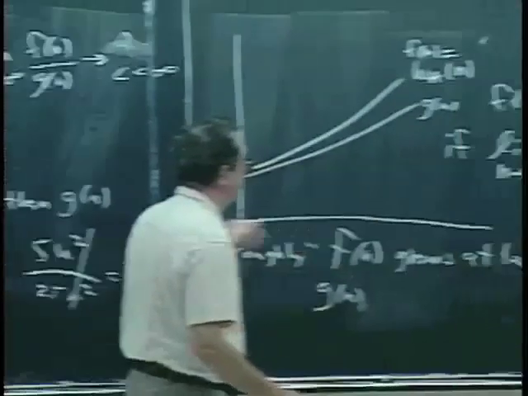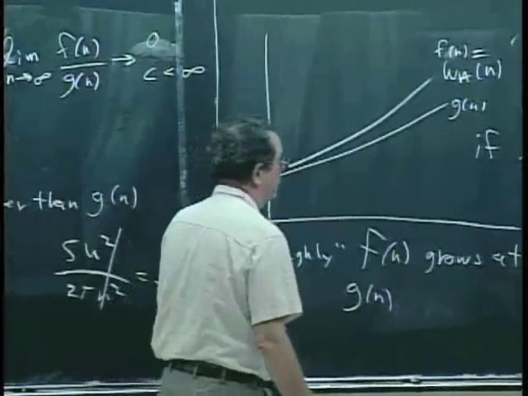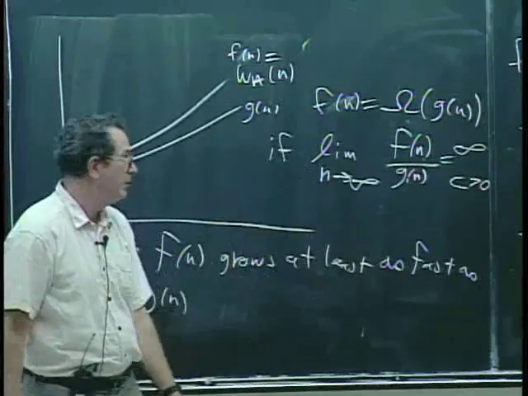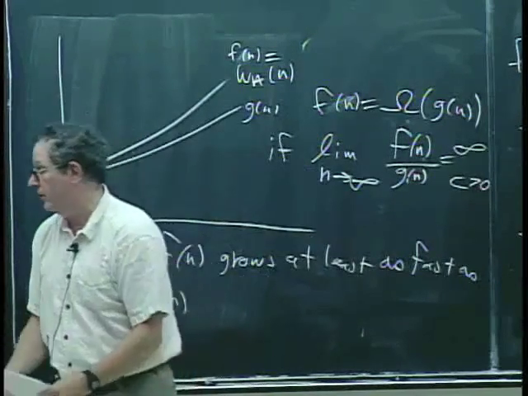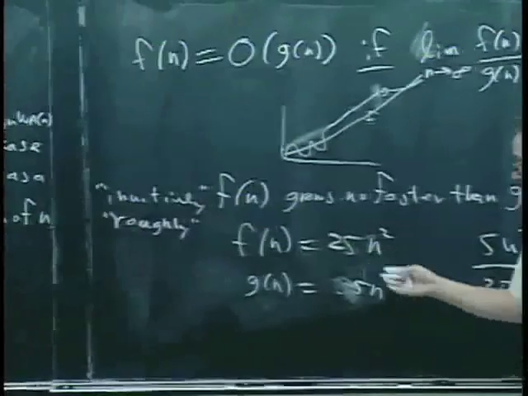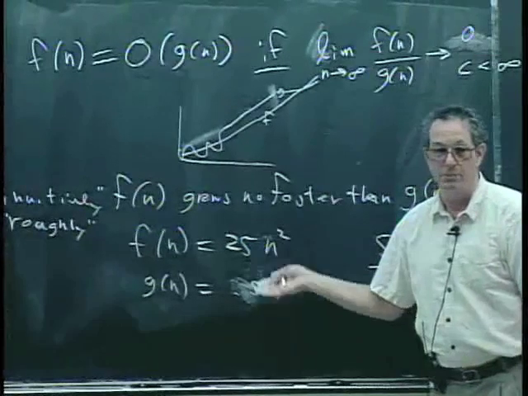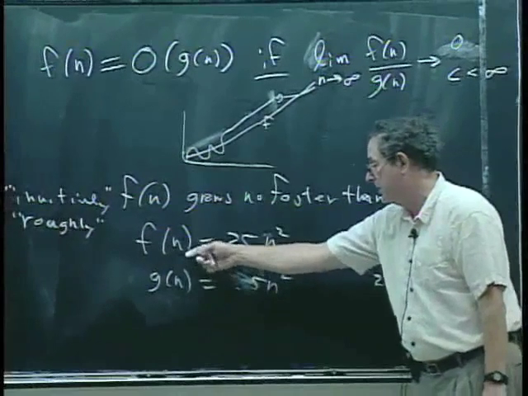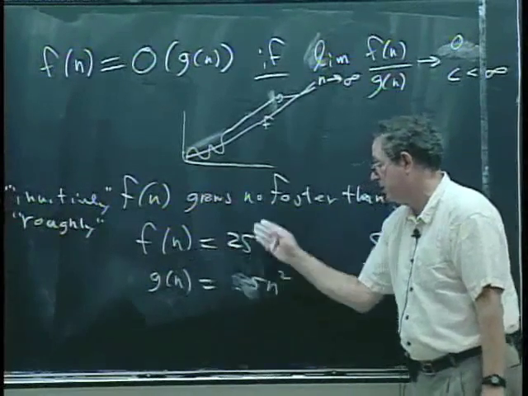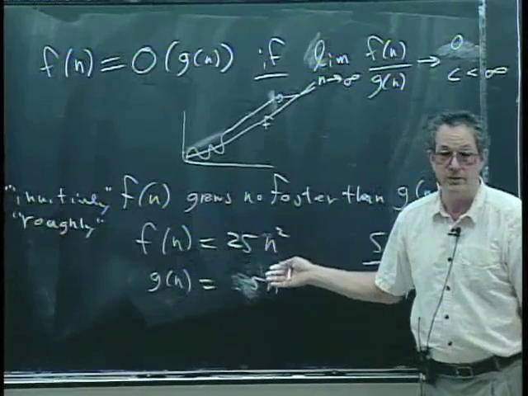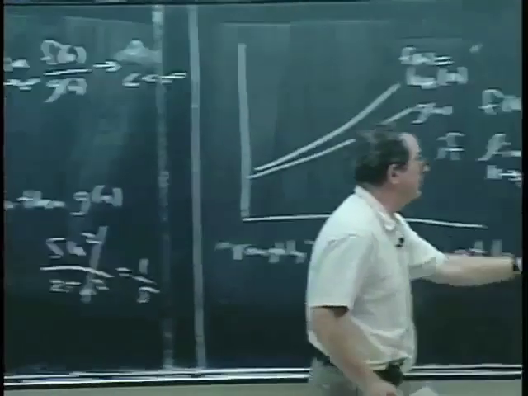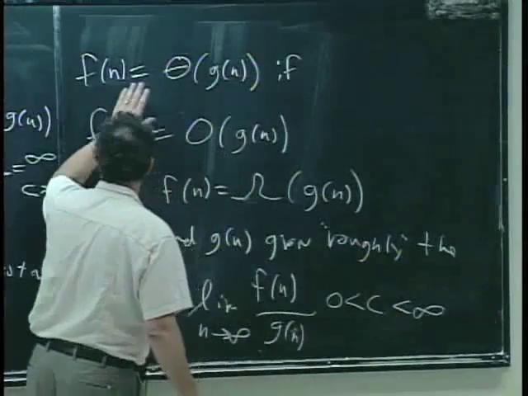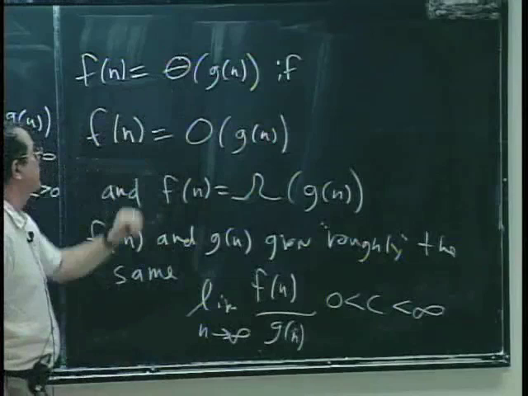And if you plug in those particular functions there, you would also see that f of n is omega of g of n, right? So f of n and g of n are theta of each other. One's 25n squared, one's 5n squared. They grow proportional to each other. The constant of proportionality, if you have f divided by g, is 5. And so it's converging to a constant. And that's what this says, that it's a constant between 0 and infinity. So they're theta of each other.